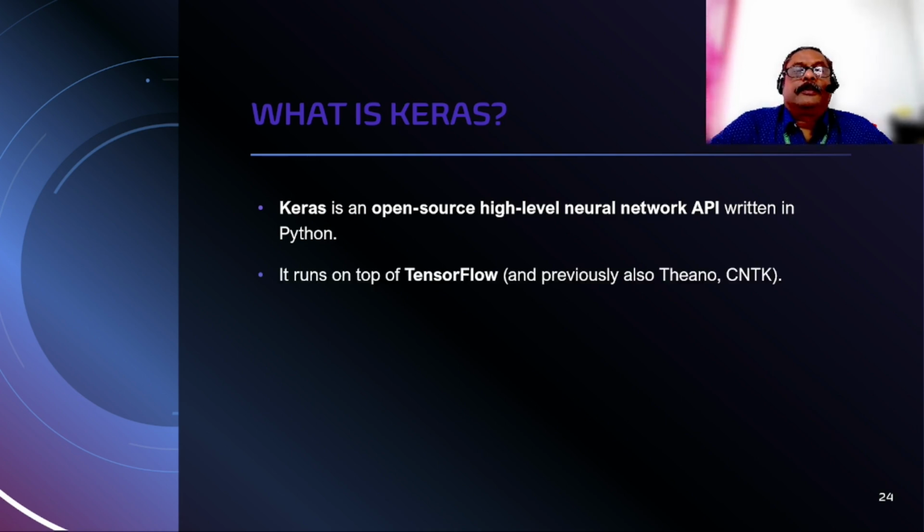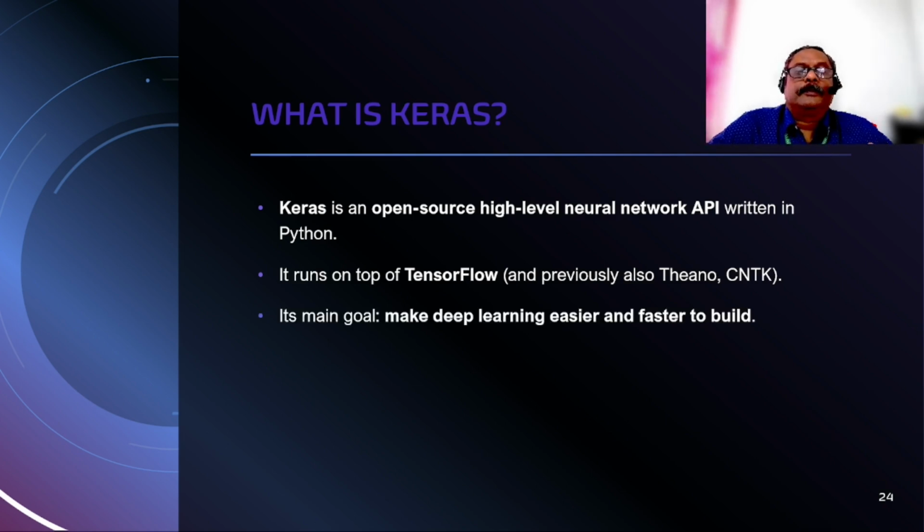So it runs on top of TensorFlow, and TensorFlow is working on top of Python. The main goal of Keras is to make deep learning easier and faster to build. When we are talking about neural networks, the old neural networks had only two layers, input layer and output layer, and the functionality and efficiency were very poor, and the applications were very simple ones.